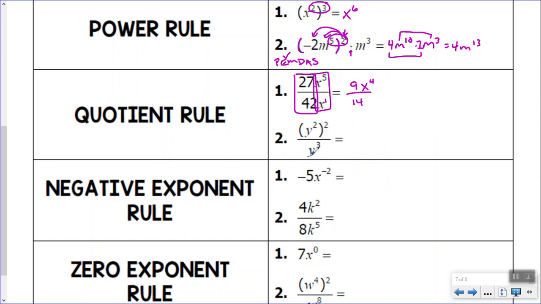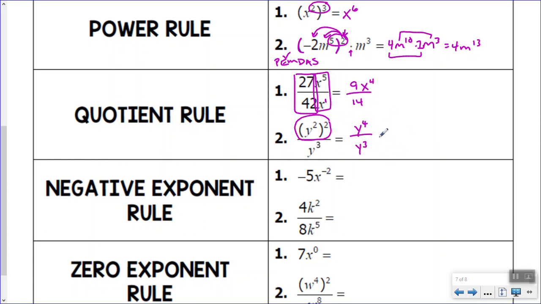If we look at our next example, again we have to follow the order of operations. Exponents come before division, so I have to simplify this numerator before I can deal with the y cubed in the denominator. Here we have our power of a power rule, so we're going to multiply those exponents together. 2 times 2 is 4, so we have y to the 4th over y cubed.